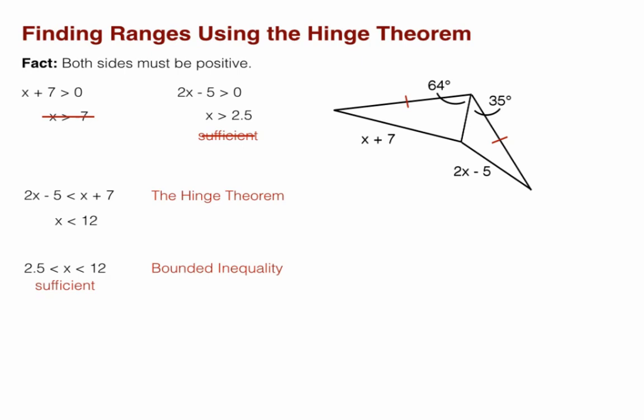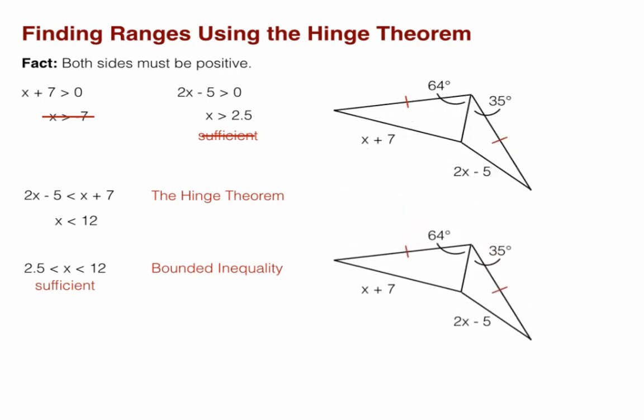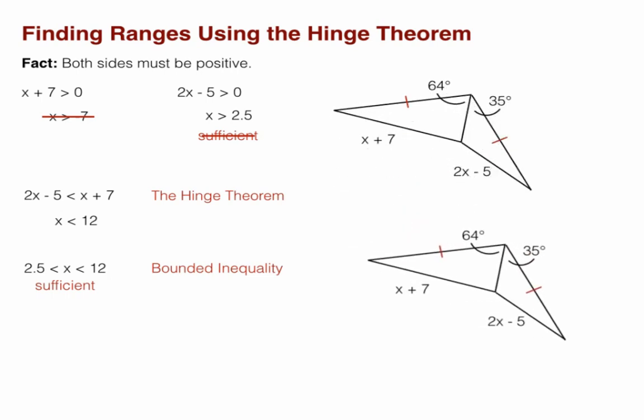Well, what I'm going to do is translate what I'm looking at here as a pre-image. I'm going to create an image. I'm going to translate this picture down and then to the right just a little bit. And now let's go ahead and choose some values for x. So let's let x equal 11.8. Let's plug that in and see what we get.